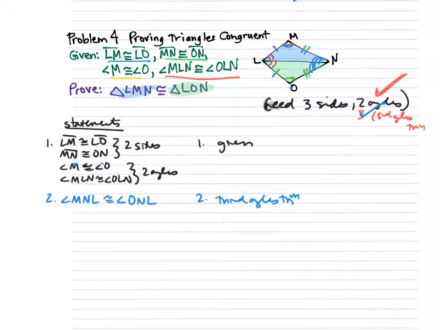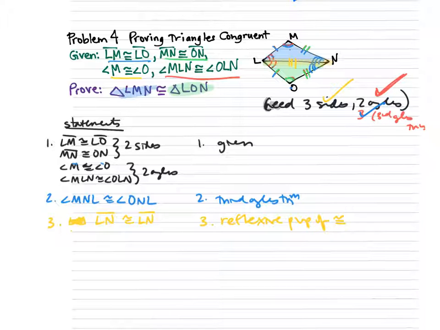Now we need 3 sides. We have 2 of them, so we need a third side. So let's look here. This is the third side we don't know anything about, but it's the same side. So we can say that LN is congruent to LN, right? And that's the reflexive property of congruence, which you'll learn to love, right? So that's a nice, easy one. And that's our third side.